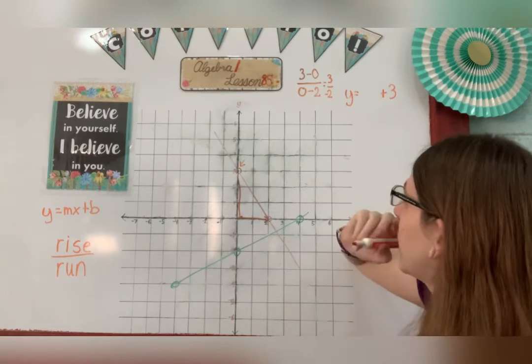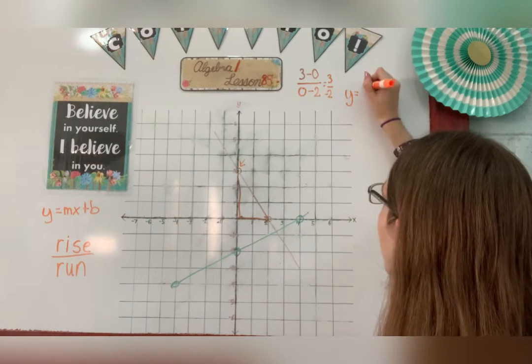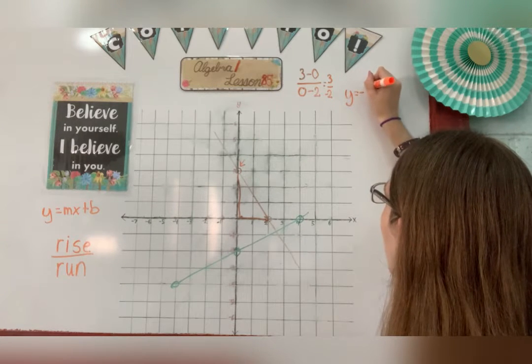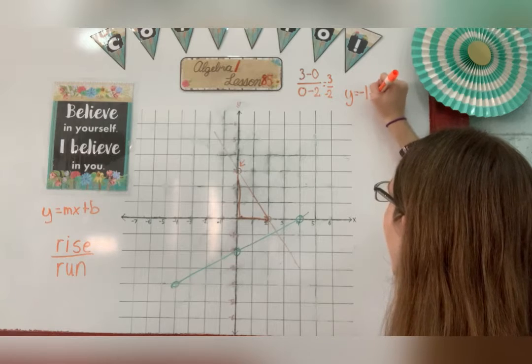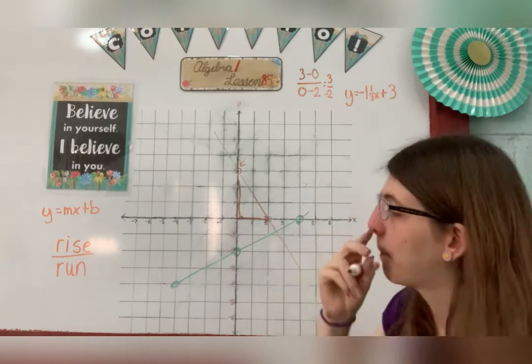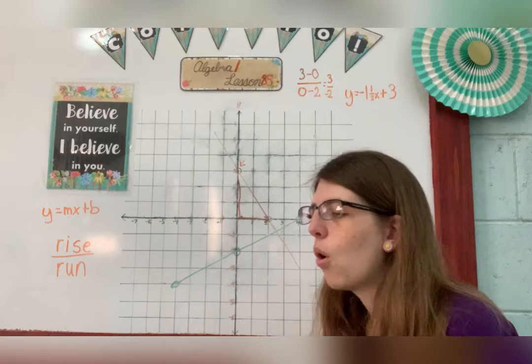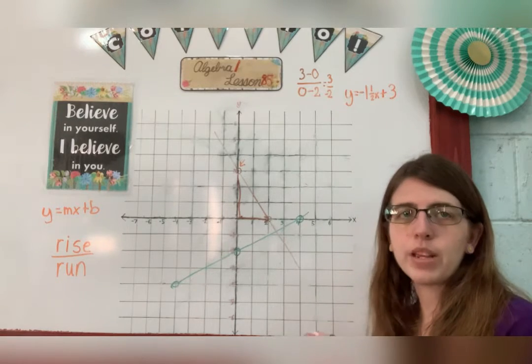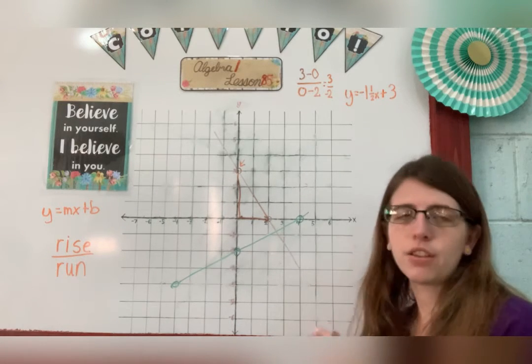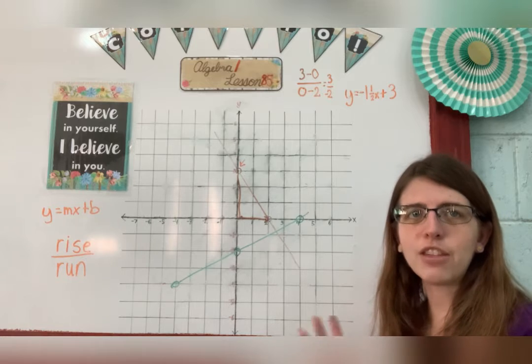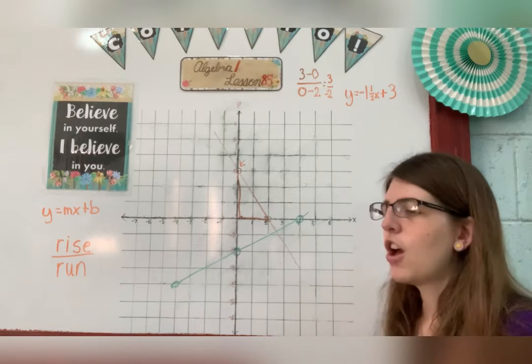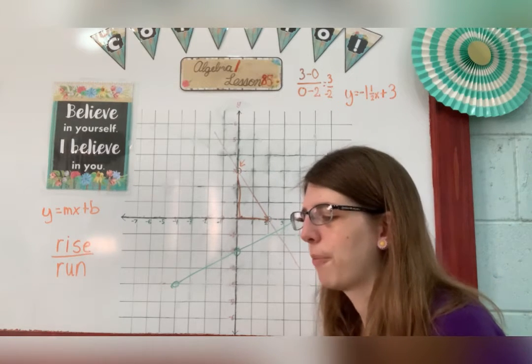So I can put this into a mixed number, which would be negative 1 and 1/2 x plus 3. Or you could leave it as negative 3 over 2 x plus 3, which is what your book does. Either one is acceptable. Okay, let's look at the green line now.